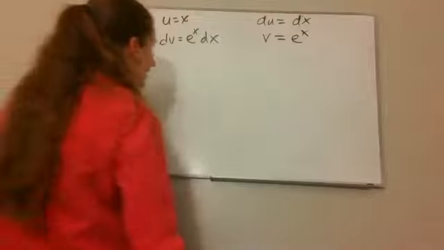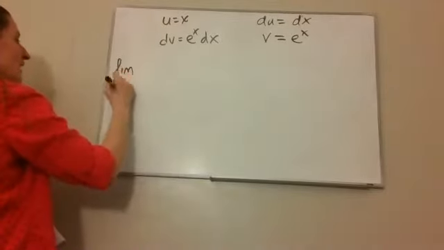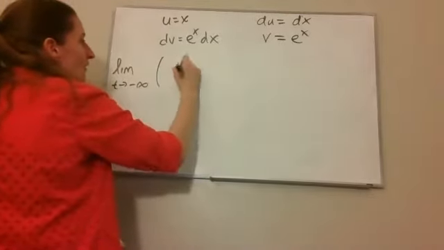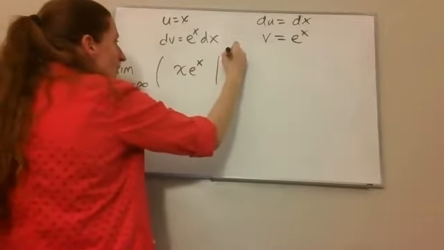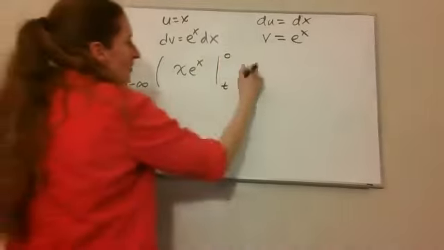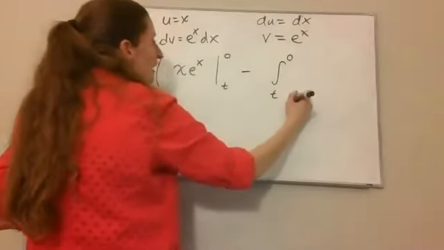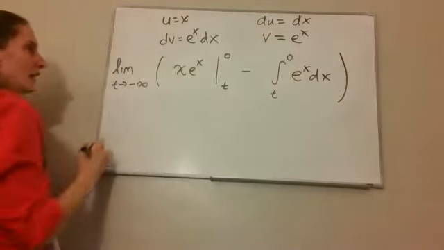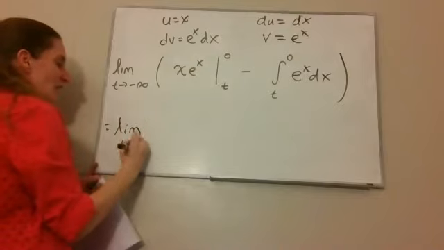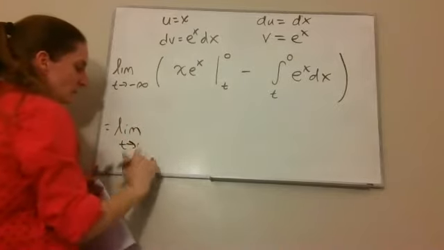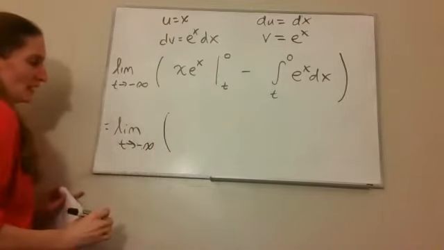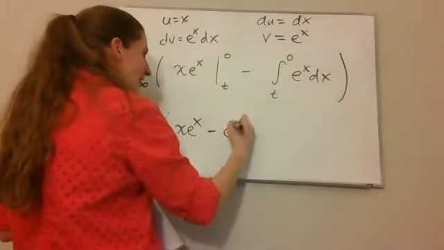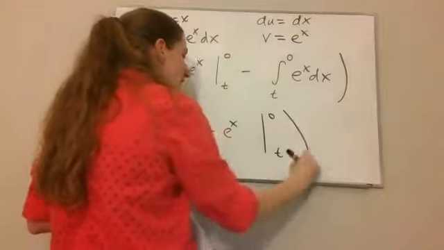So calculating our integral, I have a limit as t goes to negative infinity of u times v, so x e to the x, evaluated at 0 and t, minus the integral from t to 0 of v du, e to the x dx. And let's go ahead and just calculate that integration all the way through. So I'm going to have a limit as t goes to negative infinity of x e to the x minus e to the x evaluated at 0 and at t.